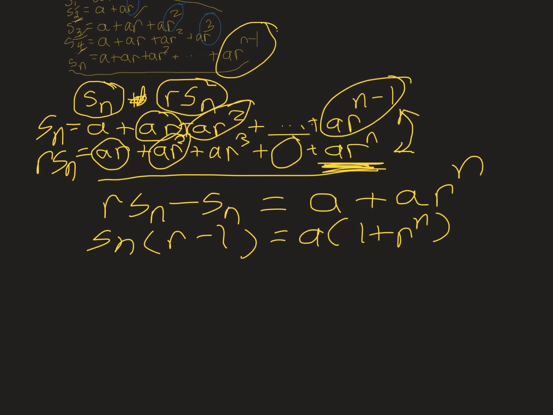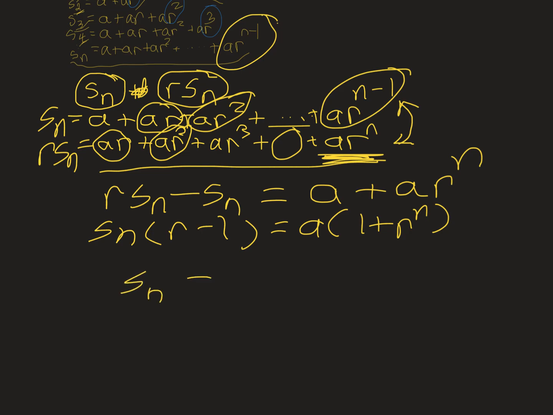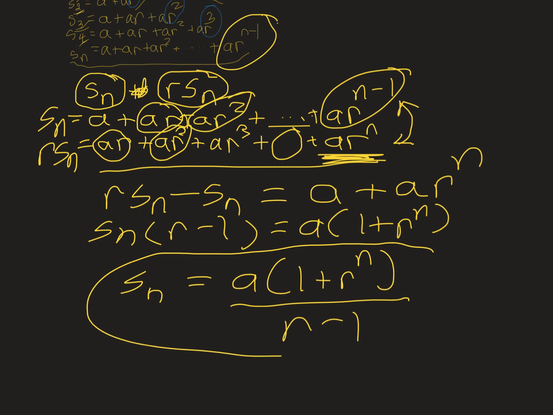And we can solve for S sub n. A times 1 plus r to the n over r minus 1. And this is the partial sum of a geometric series, given that you know the last term and how many terms you want in that sum. Okay? And so we can then apply this as a formula.